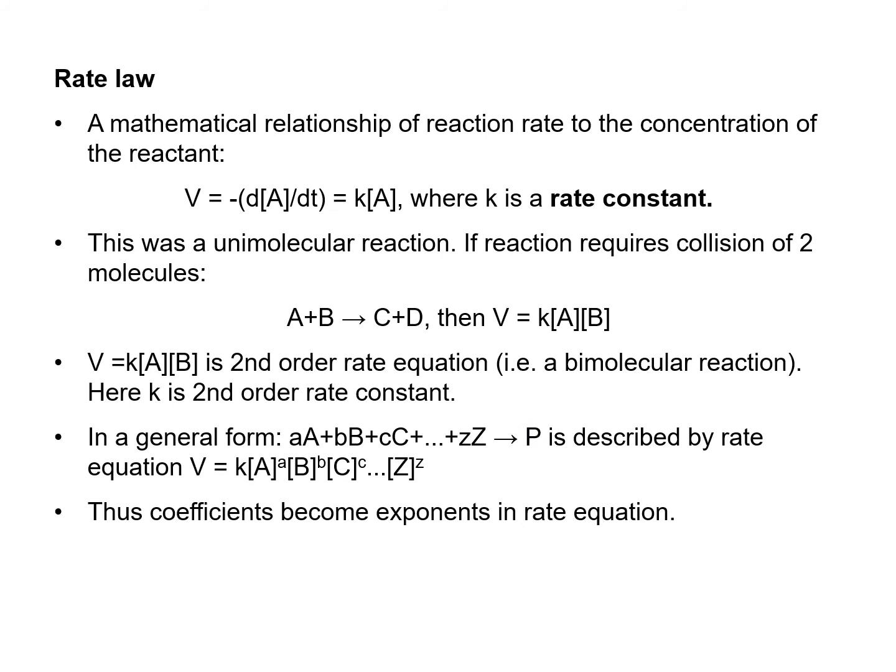And that is described by the rate equation: velocity, or the rate V, equals the product of k and basically A to Z with their exponents equal to the coefficient for this reaction. So basically, instead of the second order rate for a two-molecule reaction, the bimolecular reaction, this would be a 26th order rate equation where A to Z, all the molecules, are involved in the reaction. Thus the coefficient here becomes the exponent in the rate equation.